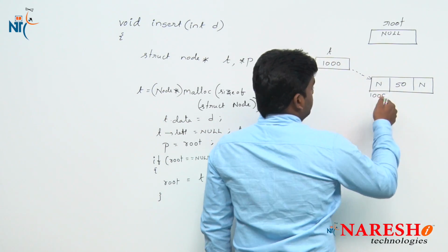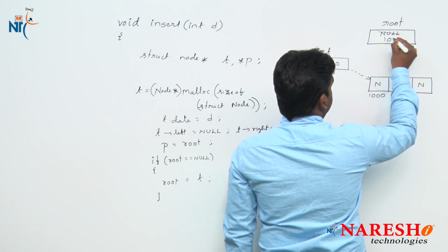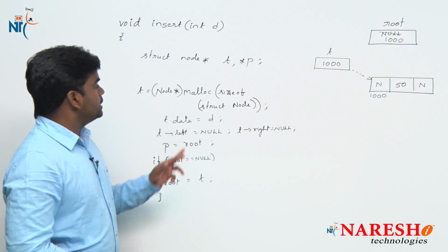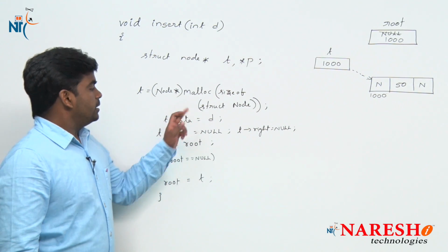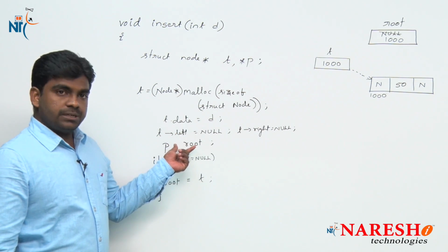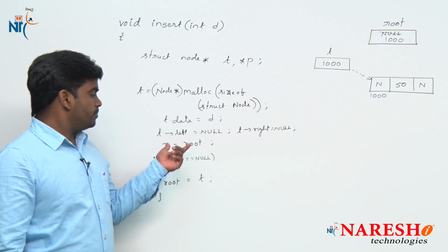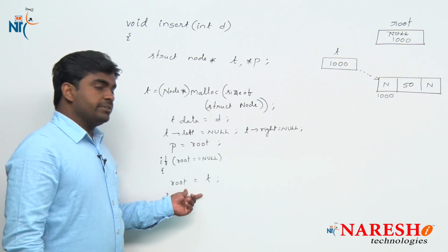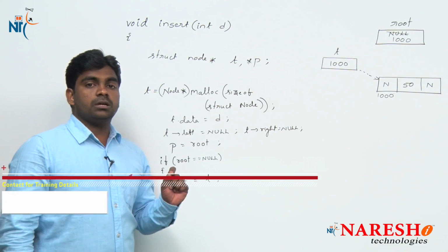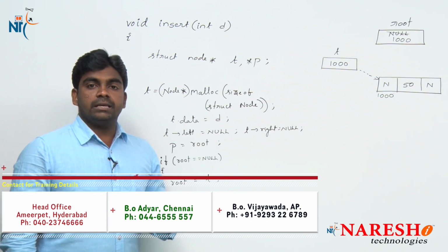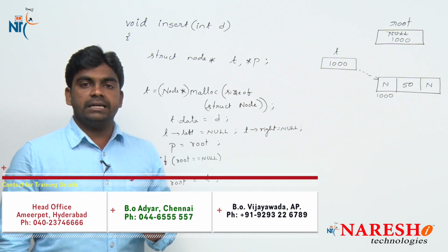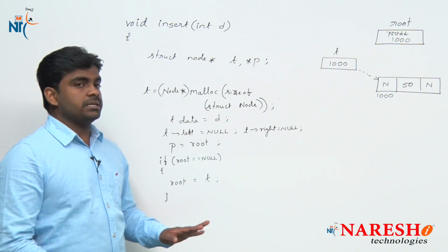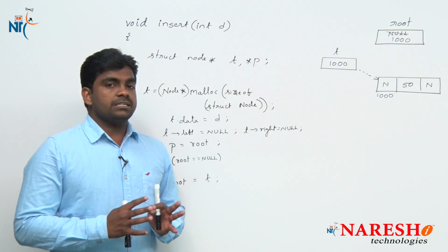Here the T value 1000 will be stored. This is the first node case. We are creating the node, and next we are storing the information, and next we are checking whether root equals null or not. If root equals null, it is not pointing to any node in the tree, so the node you have created is the first node. That newly created node address we assign to root. Is that clear? First node connection is very easy.